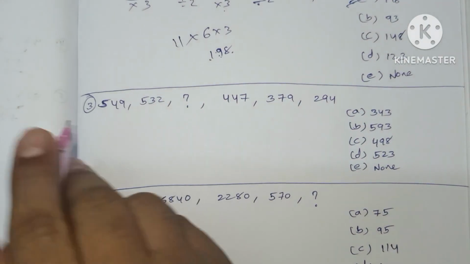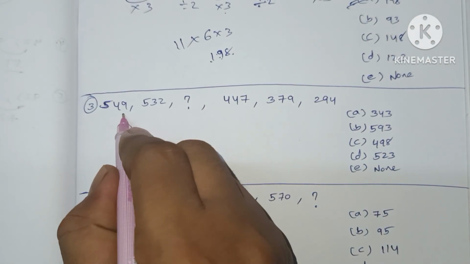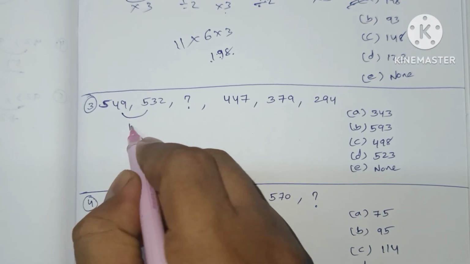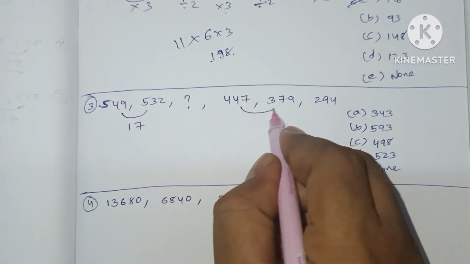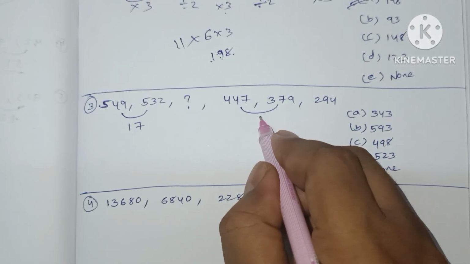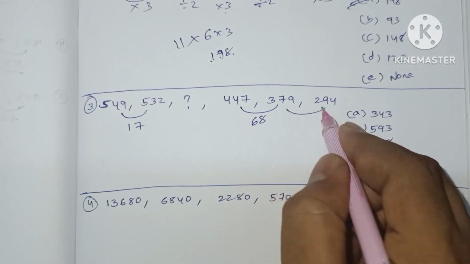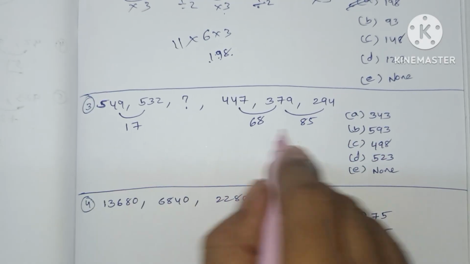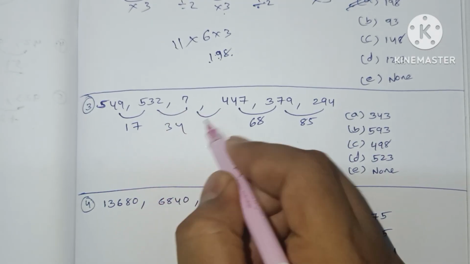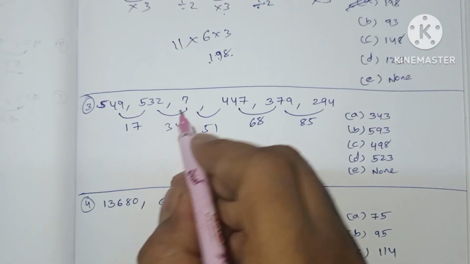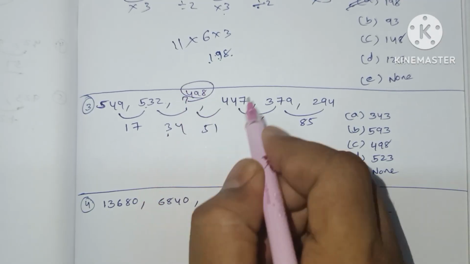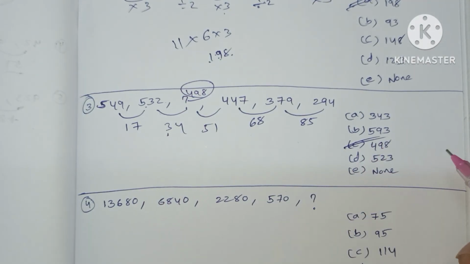Next one. Here these numbers are slightly varying, so we'll go with differences. Here the difference will be 17. Here the difference is 8 and 68. Here the difference is 5 and 8. These are 17 table, so it must be 34 and it must be 51. So 532 minus 34 will be 498. 498 is our answer, option C.